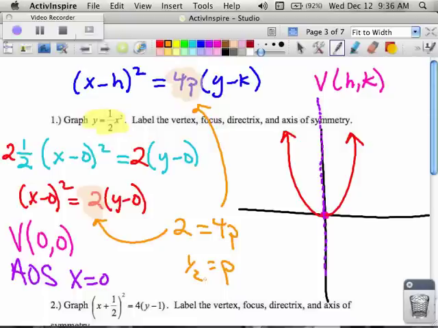What does this mean? This means that both your focus and your directrix will be 1/2 unit from your vertex, because everything's based on the vertex. You probably wrote that down. The p tells you that everything will be 1/2 unit from your vertex, both the focus and the directrix. And I'll show you what that means momentarily.